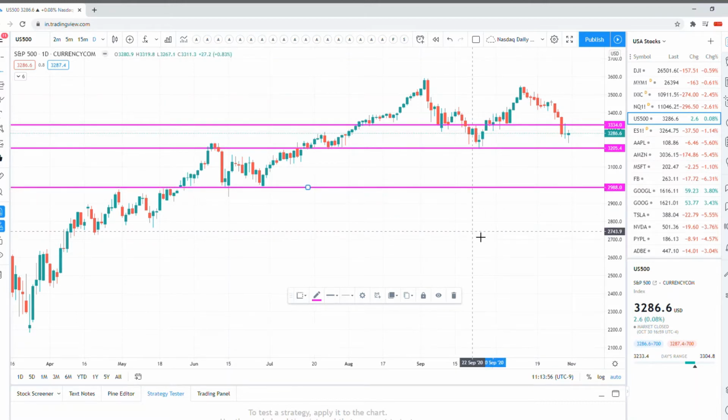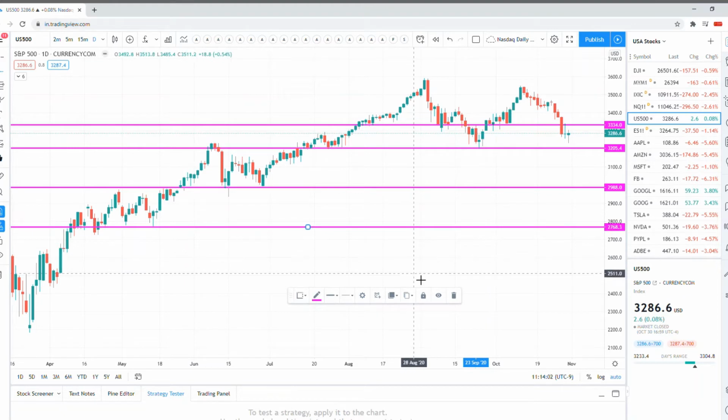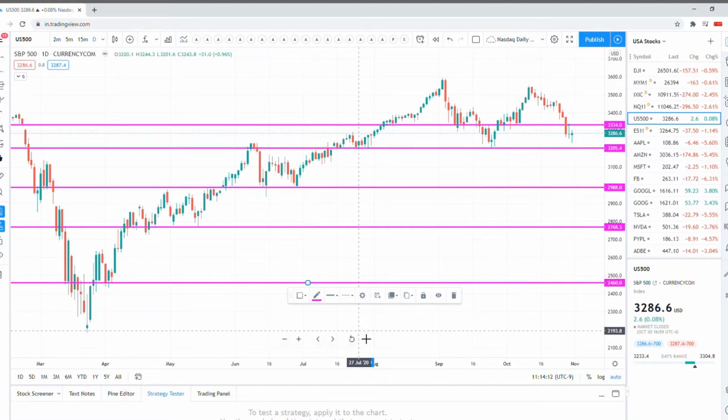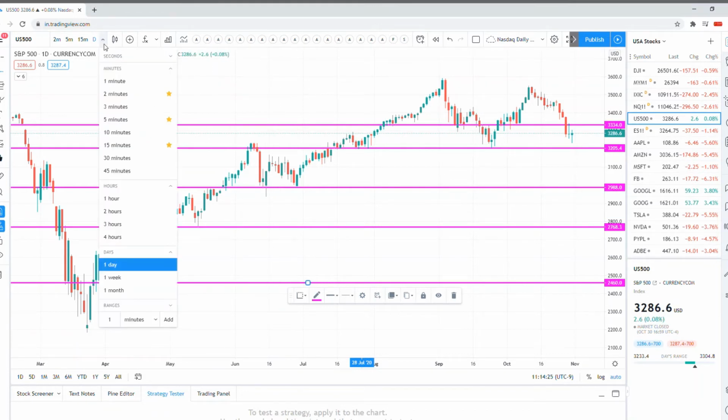I'm just trying to keep things simple so that I don't overcomplicate things, and the reason I'm doing it while making the video is so that everybody can learn it, because it's not rocket science. It's pretty simple. You don't need to join any courses for it. So we have marked the levels on the daily chart, and now we can go for the weekly chart.